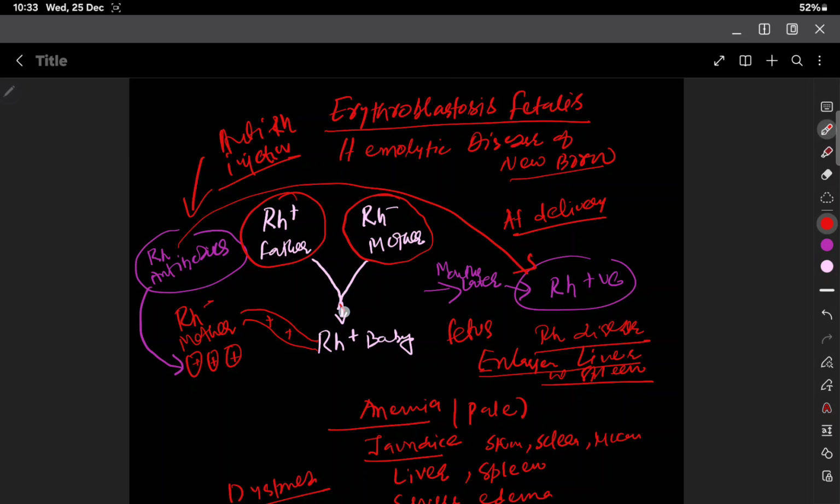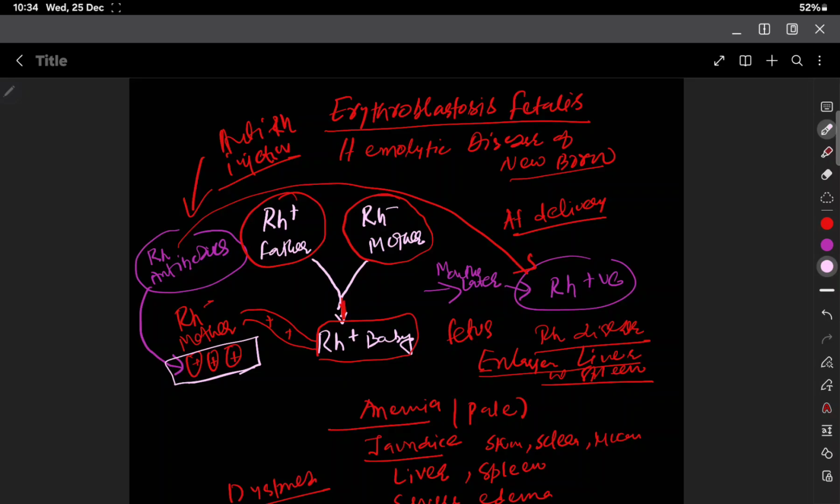At the time of pregnancy, they give rise to an Rh positive baby. At the time of delivery, through the placenta, these Rh positive antigens can cross the placenta and go into the mother's bloodstream. Because the mother is Rh negative, she will produce antibodies against this antigen, the Rh positive or D antigen. These antibodies will remain inside the mother's bloodstream.